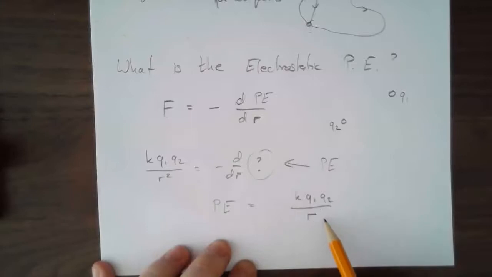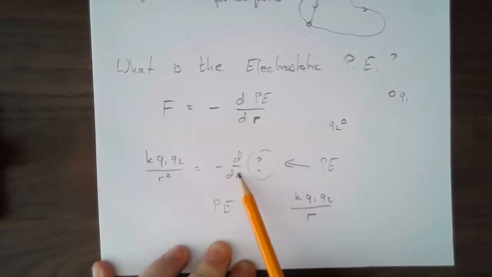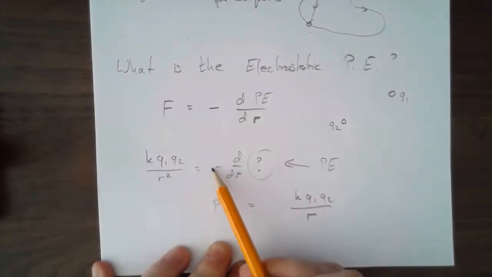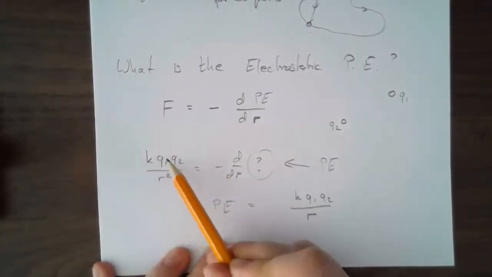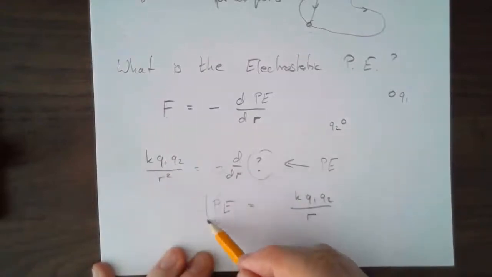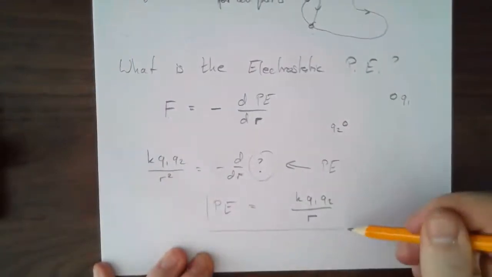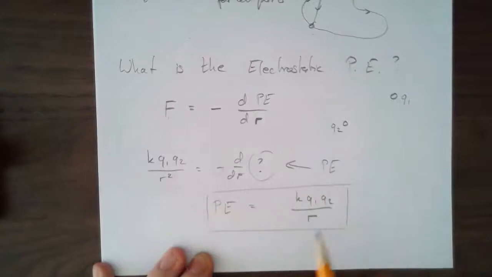If I differentiate this with respect to r, I end up with minus kq1 q2 over r squared. Then there's a second minus sign that lives here. I get back the force. Okay, that works out. This is my potential energy for two interacting charges.